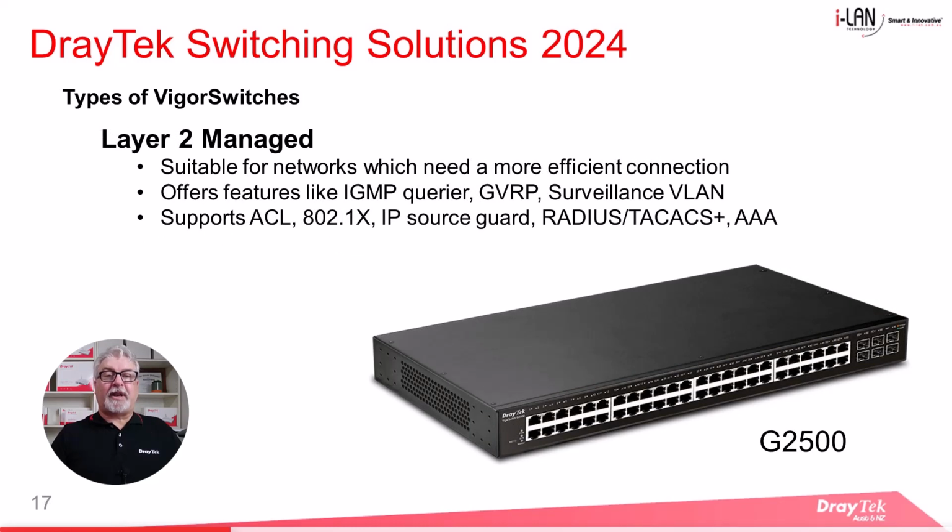Layer 2 management takes things up a level. These are for networks which need a more efficient connection. They offer features like IGMP Querier, GVRP and Surveillance VLAN. They also allow administrators to set up a more secure environment using features such as ACL, 802.1x, IP Source Guard, RADIUS, TACACS+ and AAA.